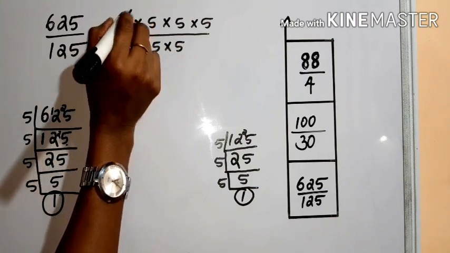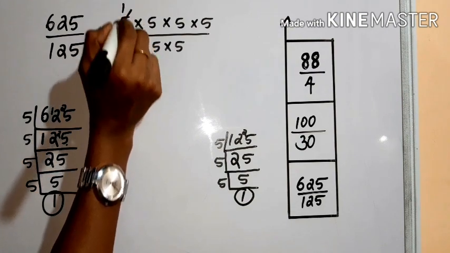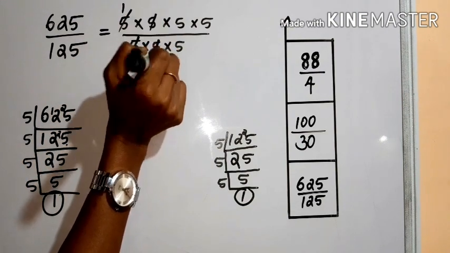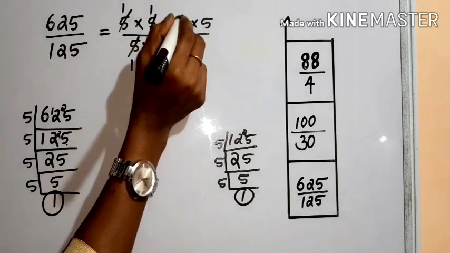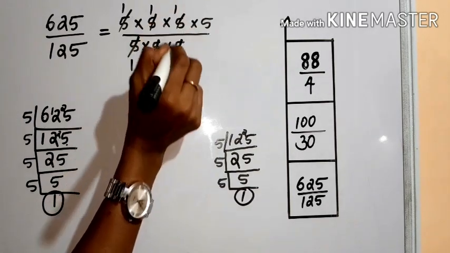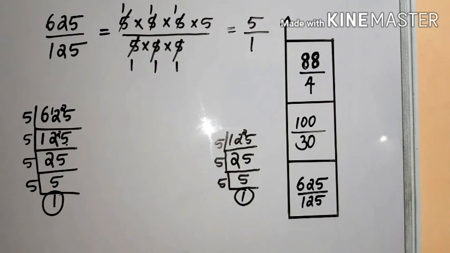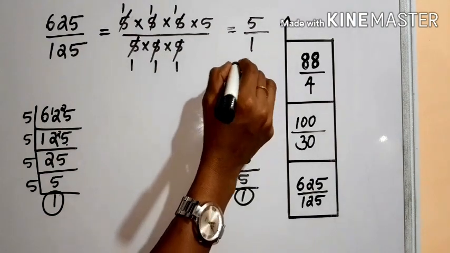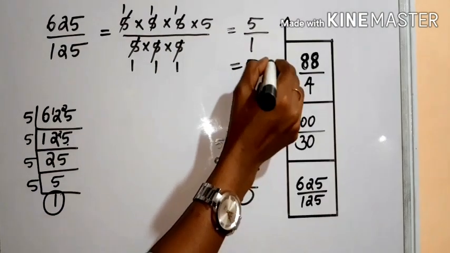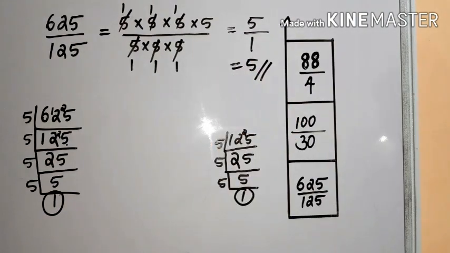Now common factors: 1 by 1, 1 by 1, 1 by 1. Here the simplest form or lowest form is 5 by 1 or 5. What about the reduced form of a fraction? Clear, no?